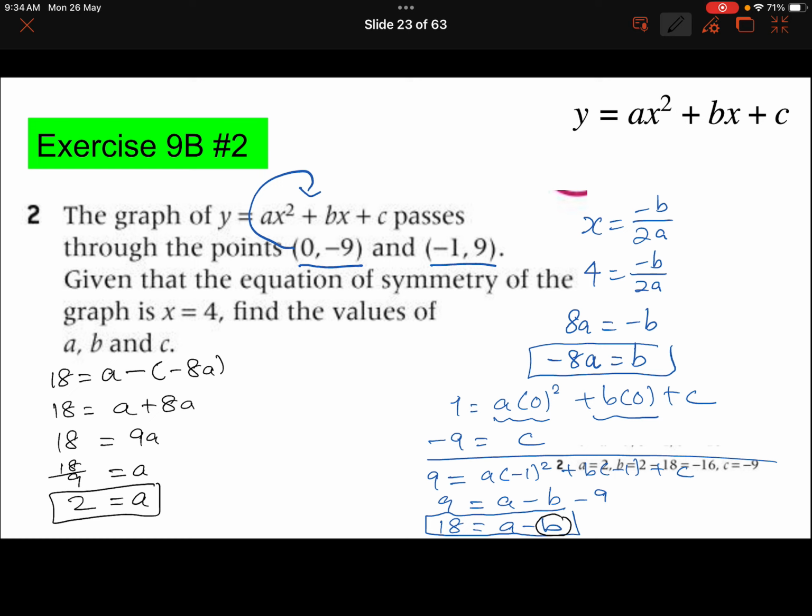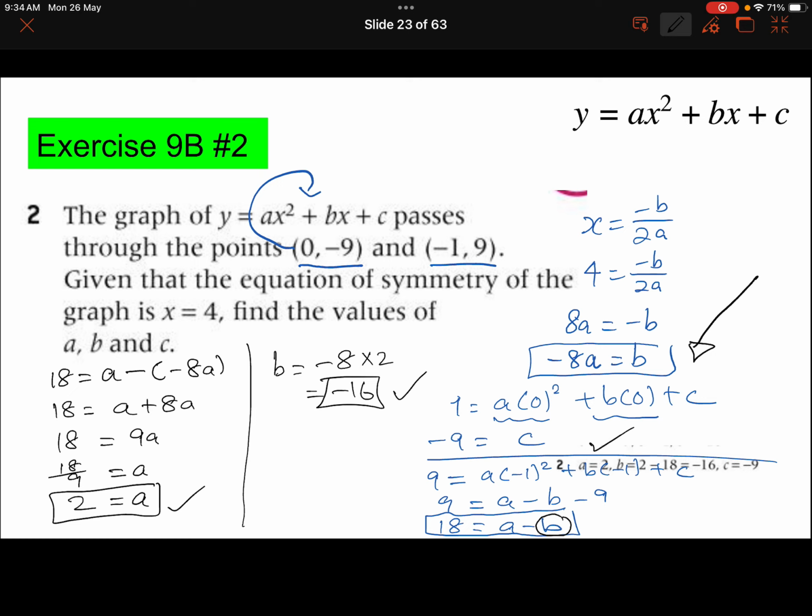Now that leaves me with just simply finding b, which obviously I could make use of this equation. So I could find b by taking b equal to negative 8 times 2, which is negative 16. So I just found my a, I found my b, and I found my c.